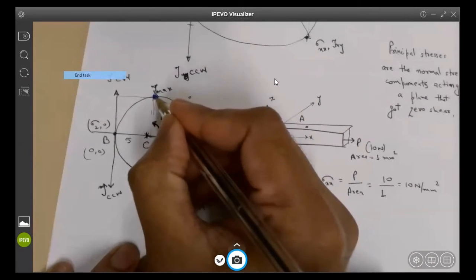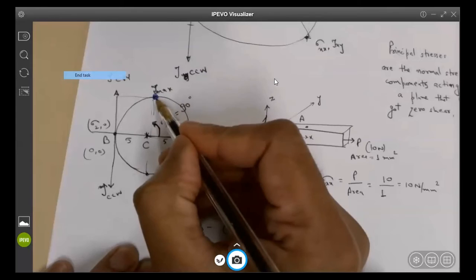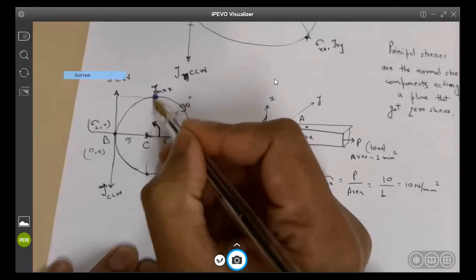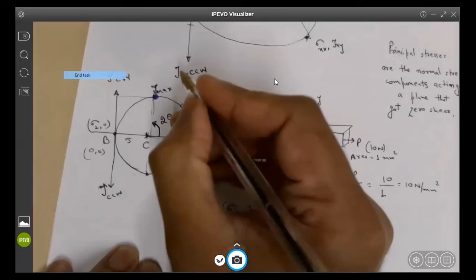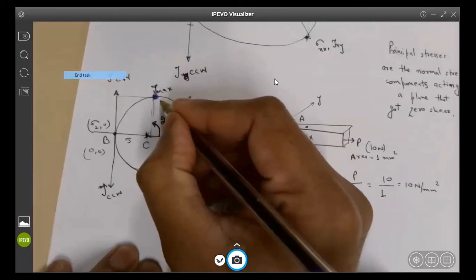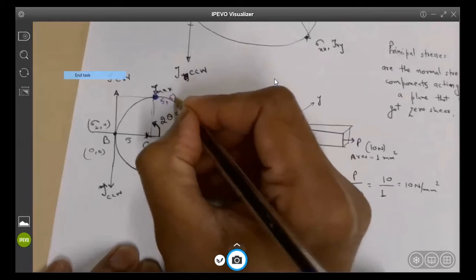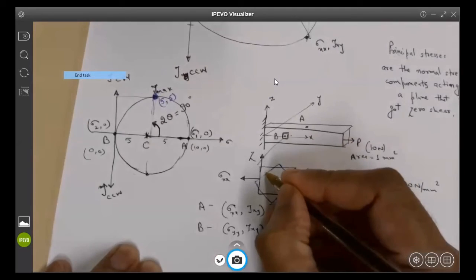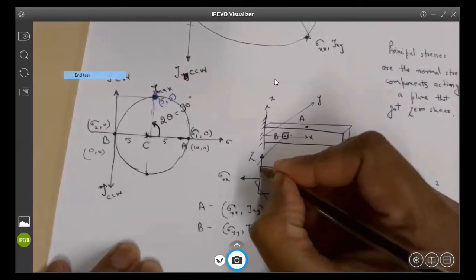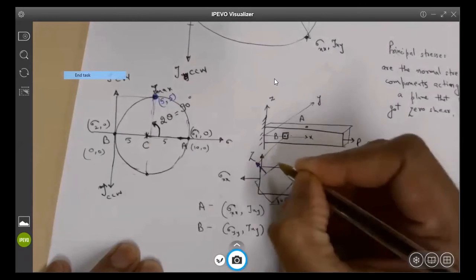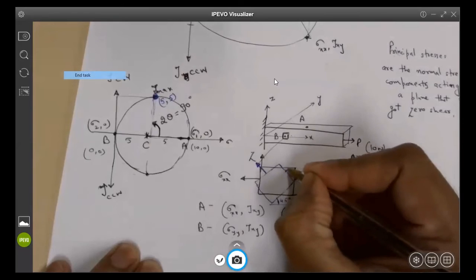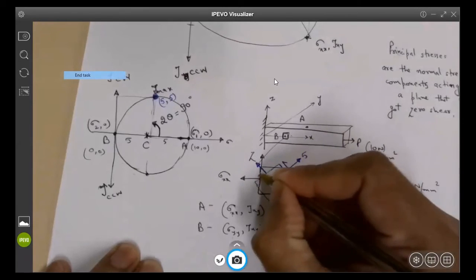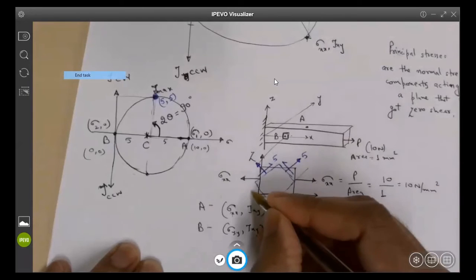What is the normal stress at this location? Maybe 5. So the coordinates of the stresses are 5, 5. Basically, it says that the normal stress would be 5 and the shear would be 5. So in this specific orientation, I have both shear stress and normal stress acting, and both have the same magnitude.